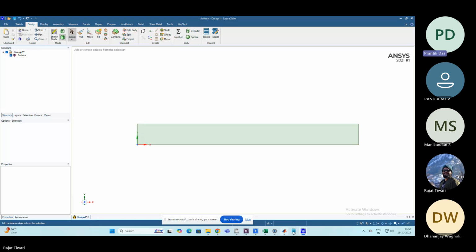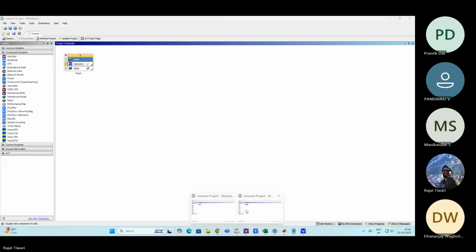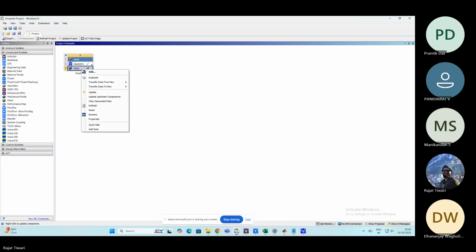Okay. Then I have to save it, though there's no requirement of saving it. I can go directly to the Workbench and then go to mesh. Right click on the mesh, and I have to click on the edit button.